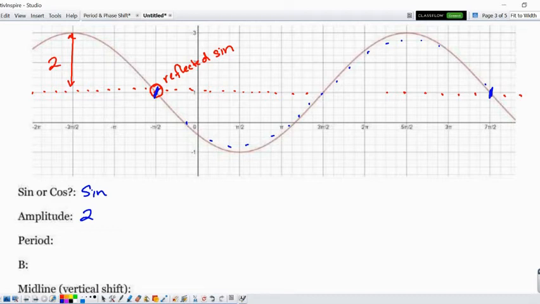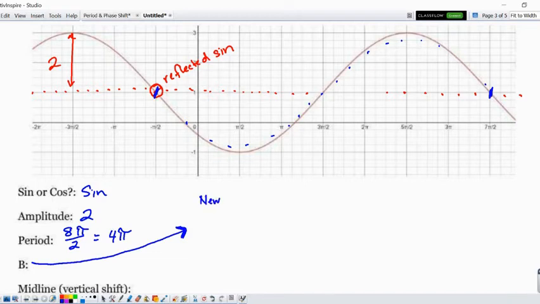So from negative pi over 2 to 7 pi over 2 is 8 pi over 2 boxes. We got to add up all those boxes. Well, what is 8 pi over 2? The period is 4 pi. But that doesn't tell us what we're going to write in our equation. That's our b value. So let's do a little algebra here.